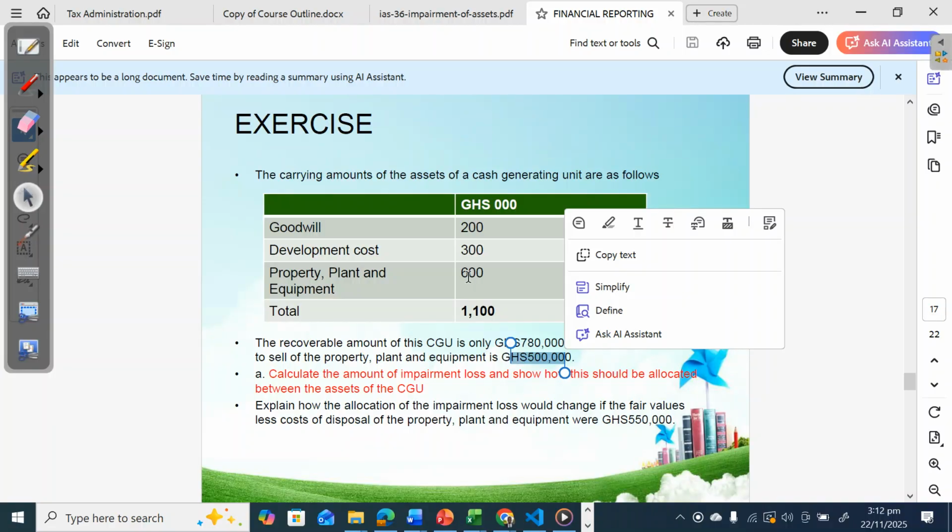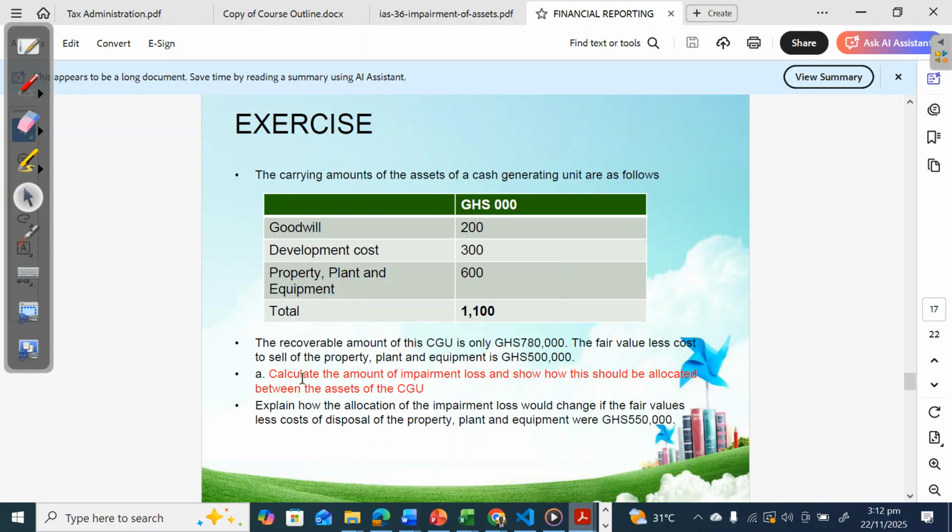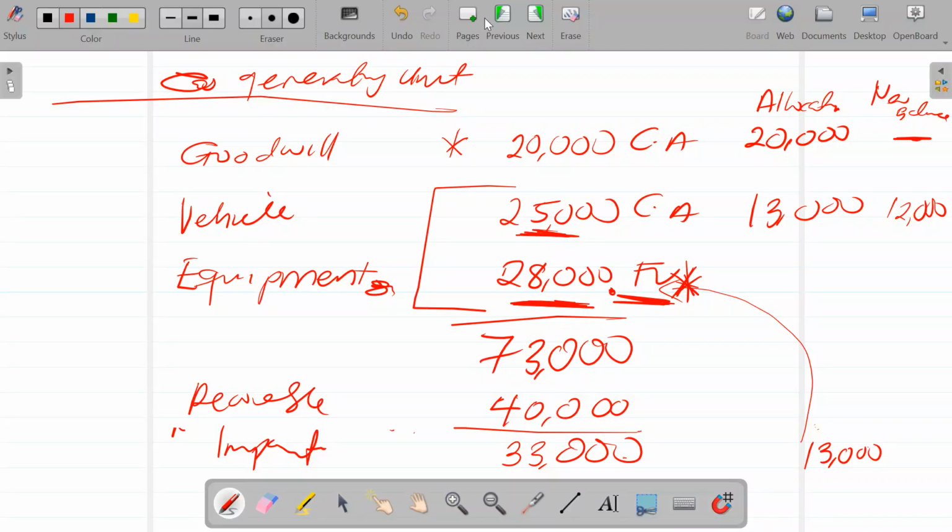It means we cannot allocate impairment loss that will cause the carrying amount to be less than the 500,000. Do you get it? A. Calculate the amount of impairment loss and show how this should be allocated between the assets of the cash generating unit. Okay, so let's go back to our board.